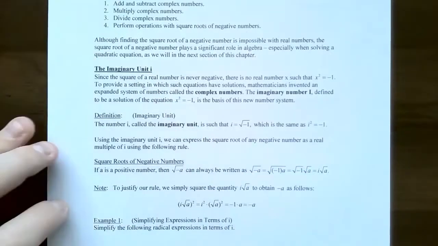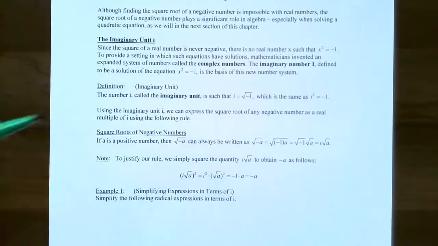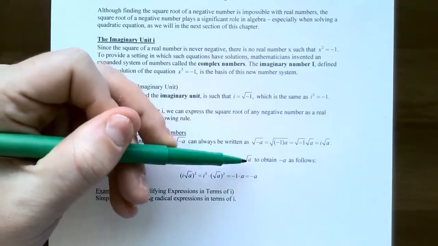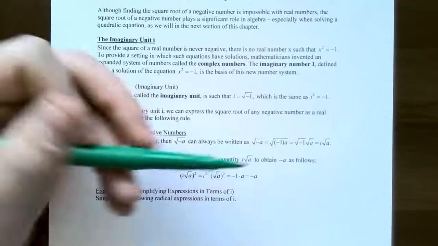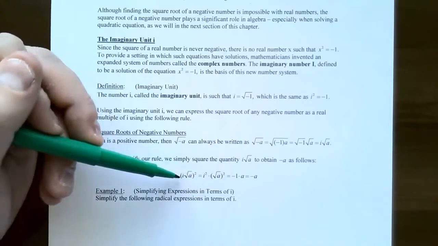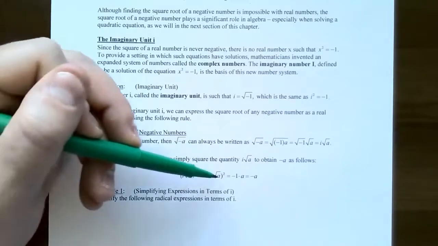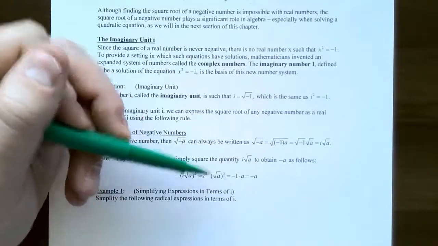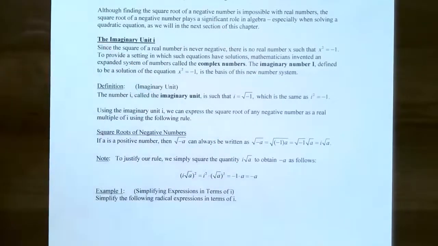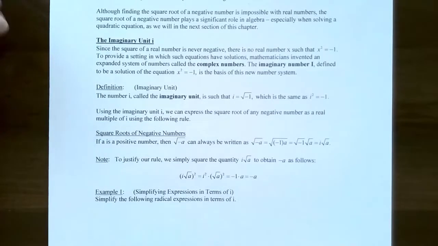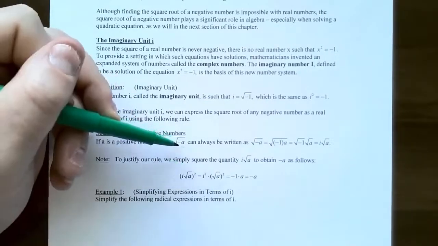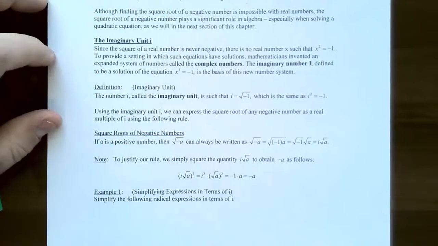And then to justify our rule, if you square i times the square root of a, you should get negative a. So if you square i and the square root of a, you take i squared and you take the square root of a and you square it. i squared we said was negative 1. So negative 1 times a and you get negative a. So that means it is correct. That means if you take i square root of a and you square it, you get what's inside the square root. All right, so example 1.